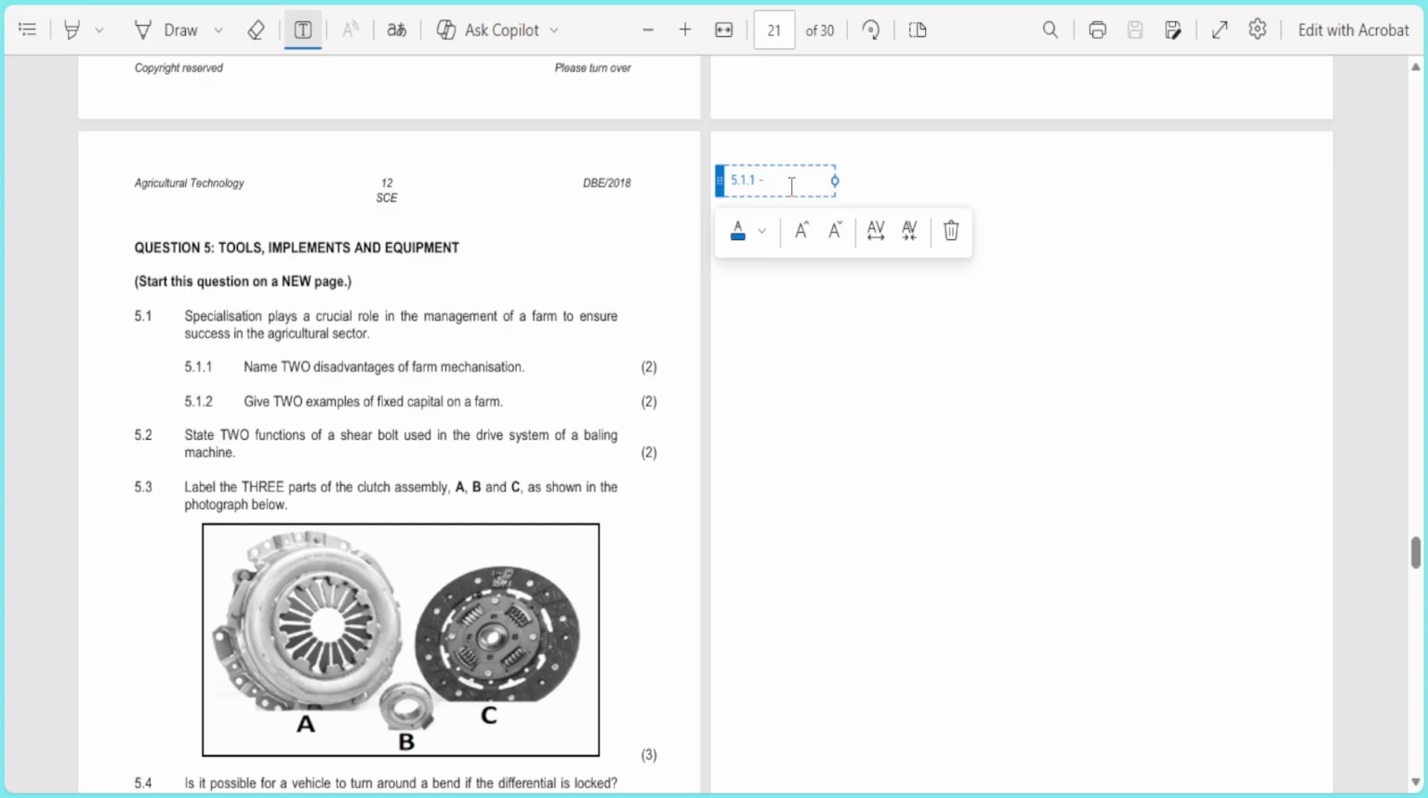So this creates a social and economic challenge that goes beyond the farm gates, right? That goes beyond the farm gates. So two disadvantages: high initial costs, as well as job losses.